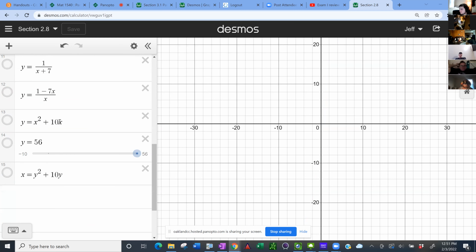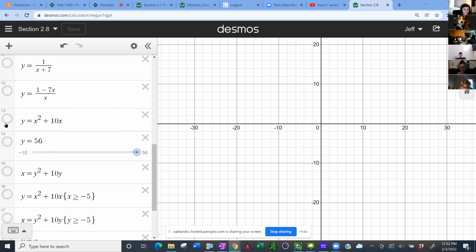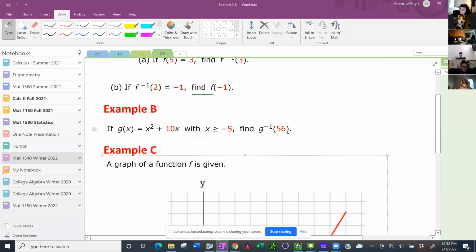But I'm going to start down here with y equals x squared plus 10x. Because of the nature of the problem, I want to find where this function actually crosses y equals 56. It all goes back to the problem that we were given to begin with, which was find g inverse of 56.